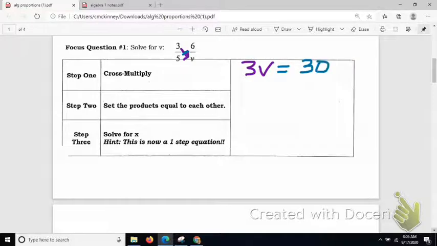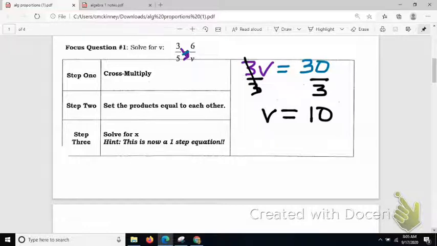And you could write 5 times 6 first, but we could probably just do that in our head. And then it's just a one-step equation, like what I had shown you on IXL. So this would be v is equal to 10.